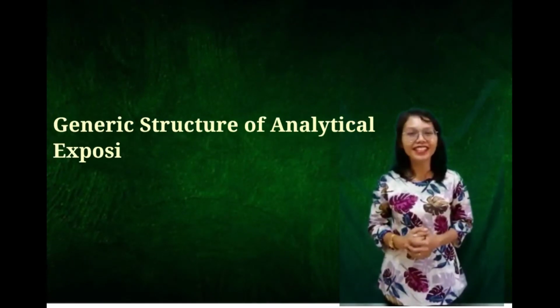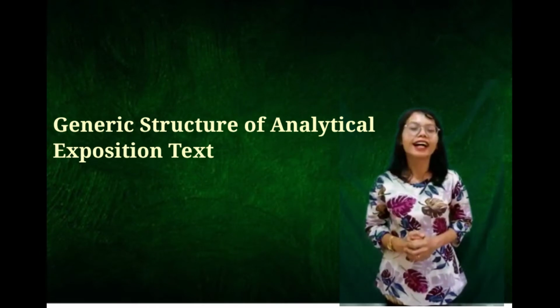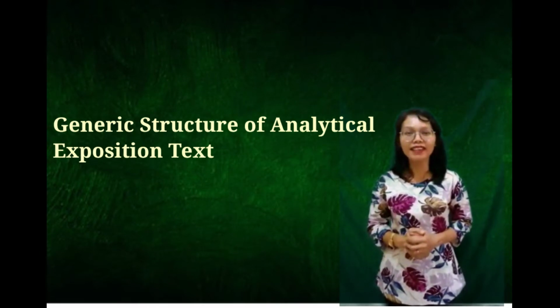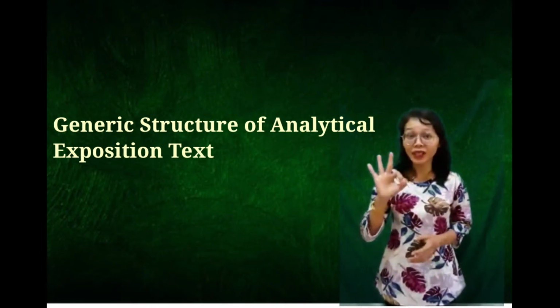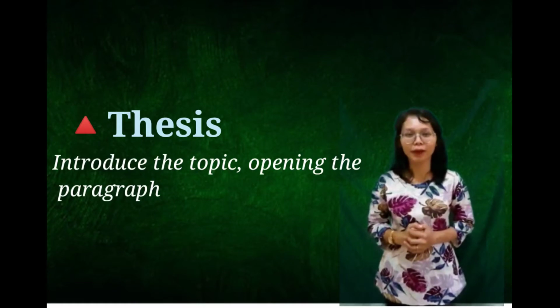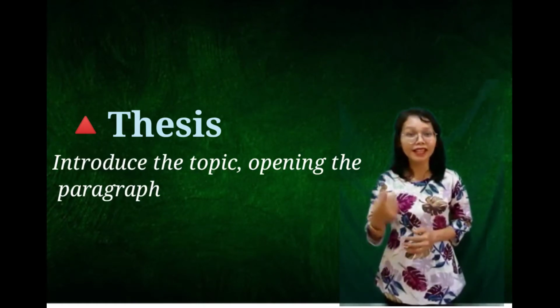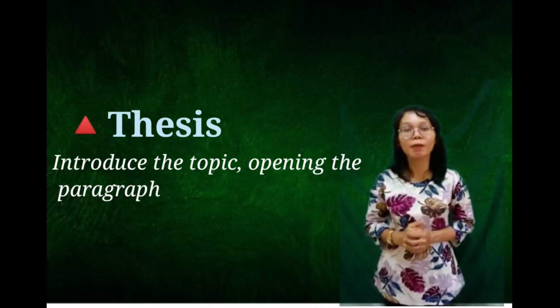So remember that analytical exposition text is a part of argumentative text, but from one perspective only. Okay, now we go on to the generic structure of an analytical exposition text. What is that? Okay, the generic structure of the analytical exposition text has three parts. The first one is thesis. Thesis means that the writers introduce the topic. There is the opening paragraph. Remember that the thesis is always in the first paragraph.